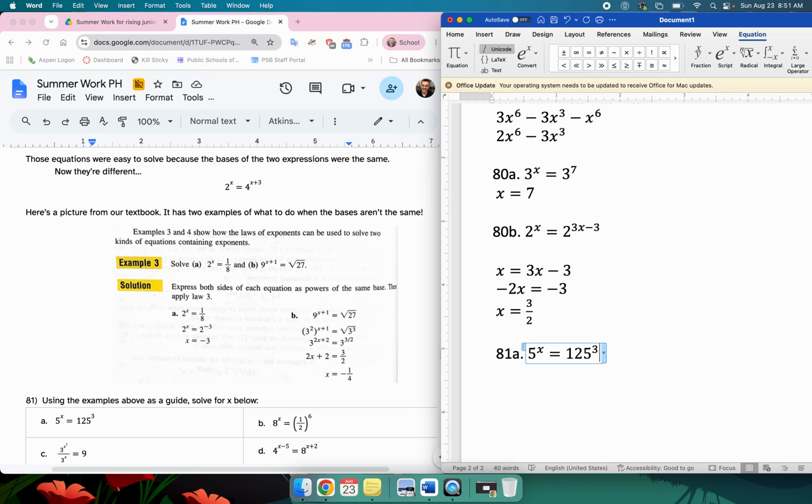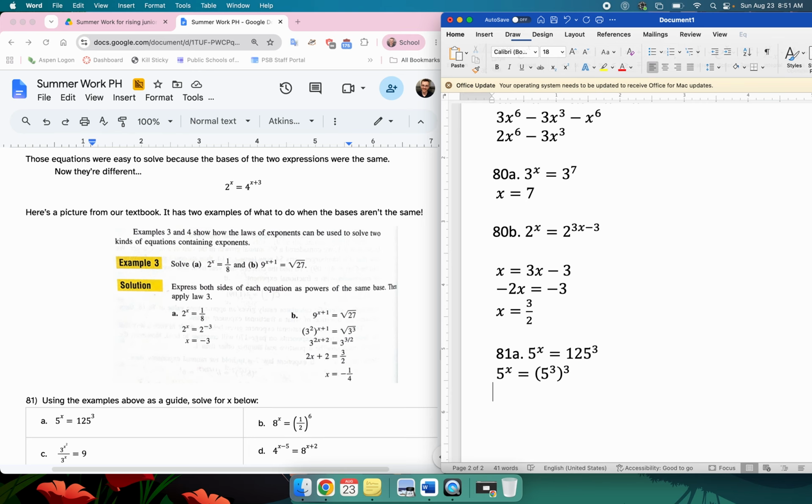All right. You might notice 125 is related to 5. 125 is actually a power of 5. In fact, it's 5 cubed. So if I rewrite that 125, I have 125 cubed, great. But what's 125? 125 is actually 5 cubed. So what I have here is 5 cubed cubed, which is the same thing as 5 to the 3 times 3, which is 9.